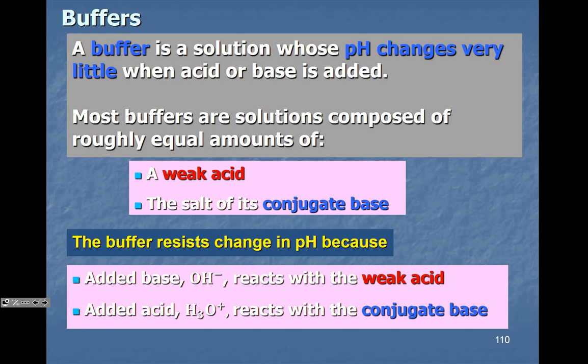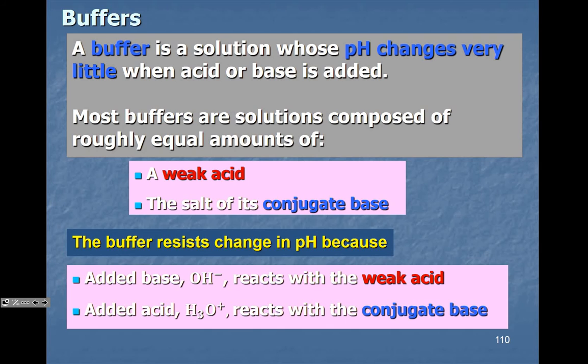So, going forward, a buffer is a solution where the pH changes very little. So we have very little change in pH. Most buffers are composed of roughly the same amount of each. However, if we know we want to buffer something and we're going to continually add acid to it, then I'm going to make sure the salt part of that is stronger than the other part.